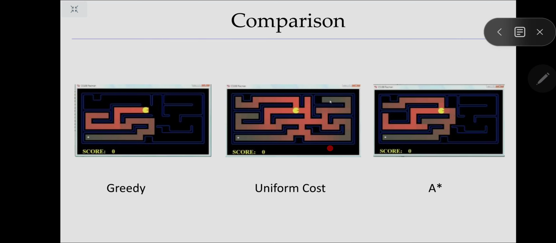Now, focus on uniform cost and A*. As you see, in the uniform cost and A*, we can find optimal solution with different steps. Both of them are optimal, but uniform cost searches the neighbors in a uniform manner. That means all of the neighbors can be checked by the uniform cost algorithm.